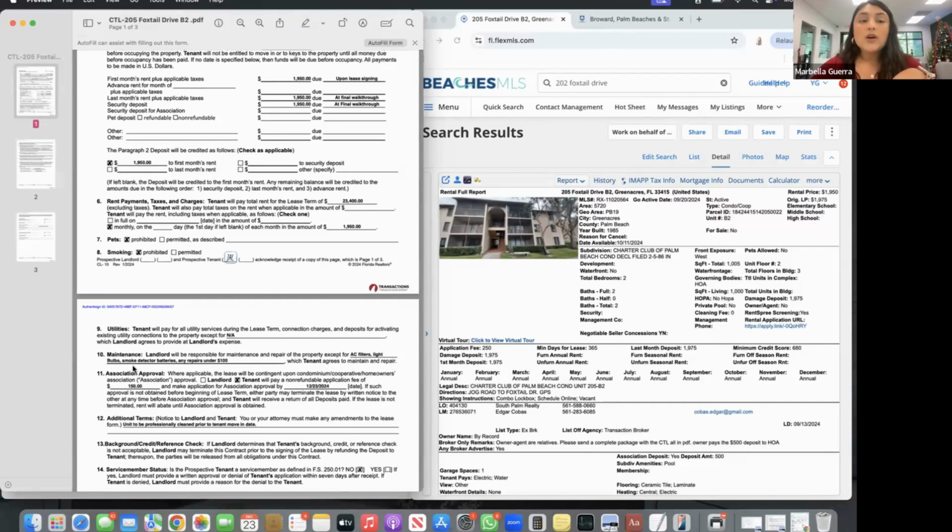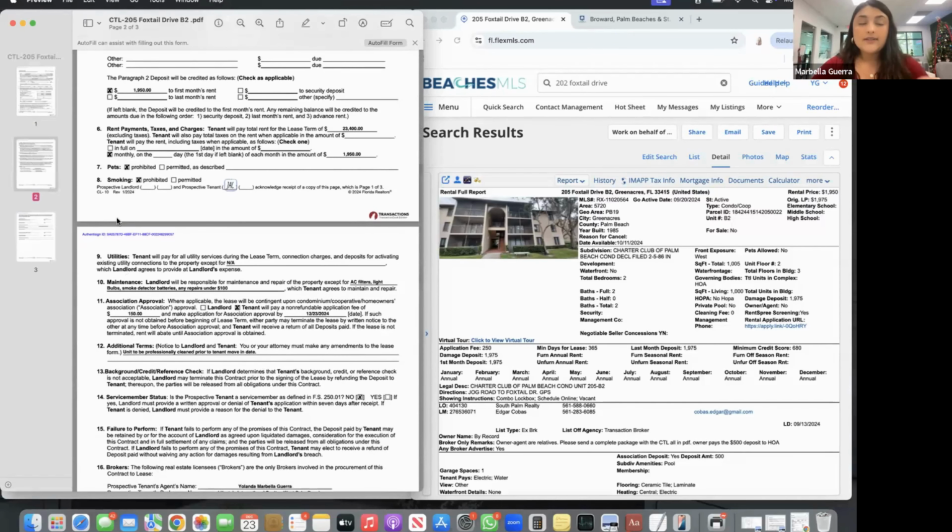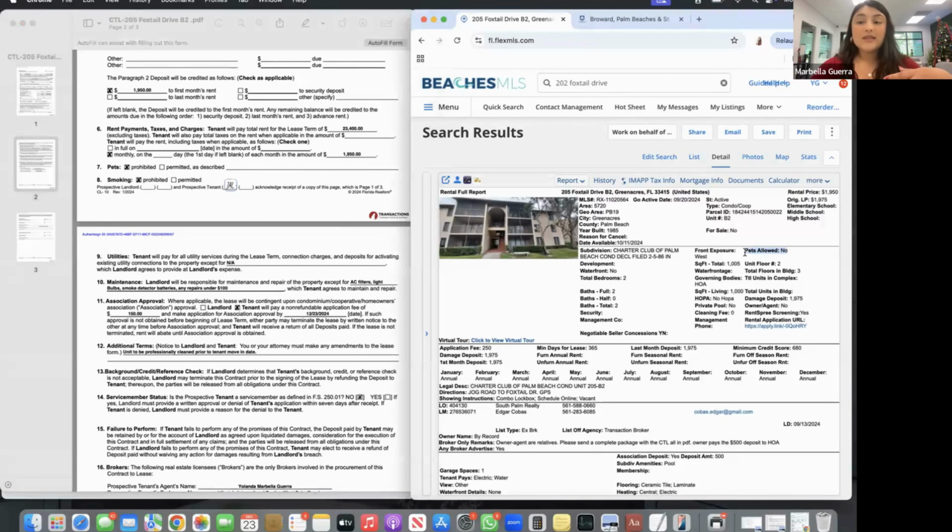Okay. Now we go to paragraph 7 and 8, and those sections are just for pets and smoking. You always want to put that smoking is prohibited. And for pets, it depends on if your client has one, and if that specific rental property allows pets or not. This particular property, as you guys can see here in the MLS, says pets are not allowed. So it just so happens that my client doesn't have one. So I just put it's prohibited.